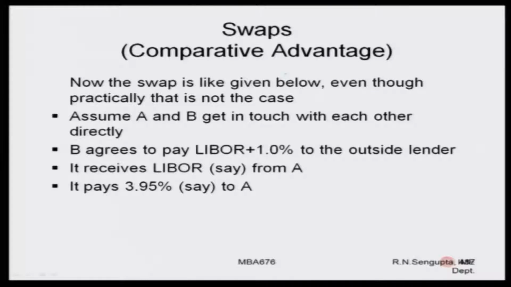Now, what does company B do? Assume A and B again get together. I am considering the other scenario. B agrees to pay LIBOR plus 1% to the outside lender, as per the table which you have already seen. It receives LIBOR, say for example from A, and it pays 3.95 to A. So, obviously, LIBOR cancels, which means that company B has been able to convert its position, basically converting its floating to a fixed.